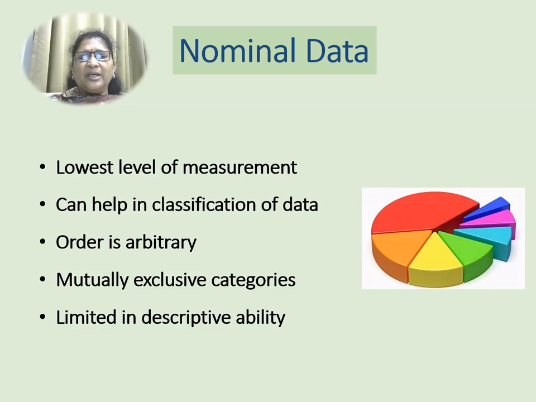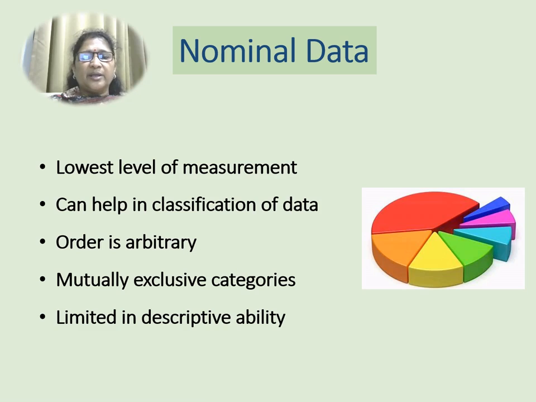So in brief, nominal is one of the data attribute types. Among NOIR, nominal is the lowest level of measurement. It can help in classifying data, like it is shown in the pie chart. You can say that 50% of people have black hair color, 30% have golden, 20% have brown, and so on. Order is arbitrary. It does not make any sense to order them.